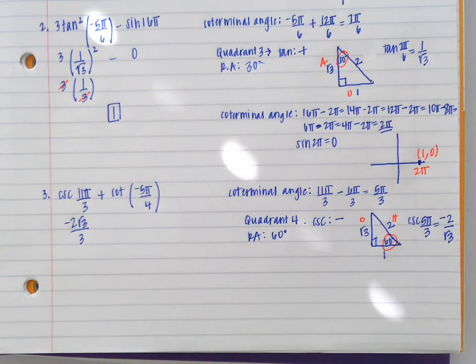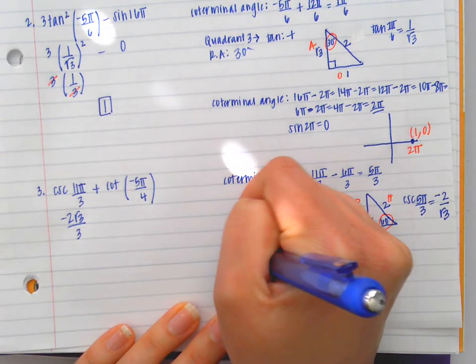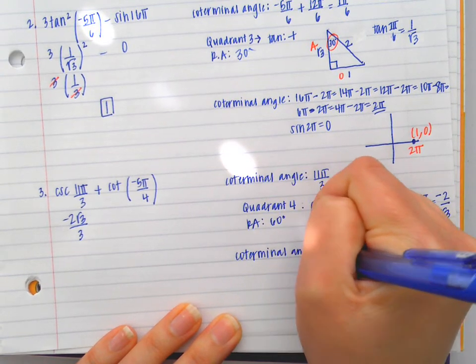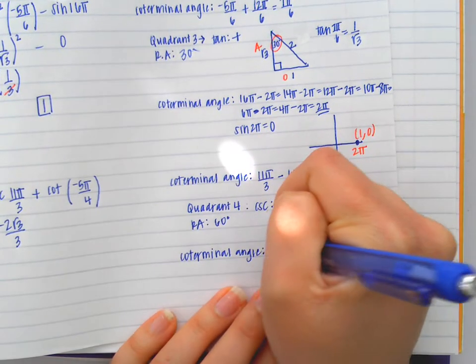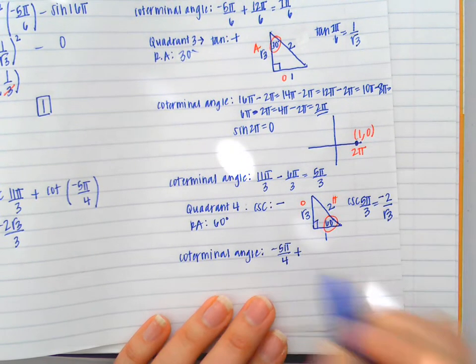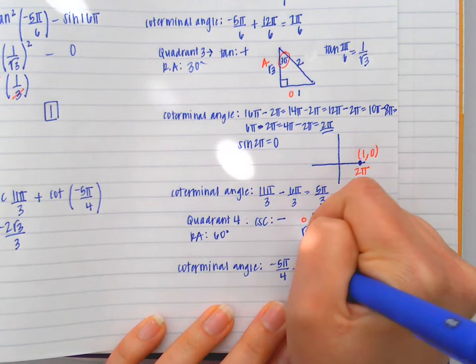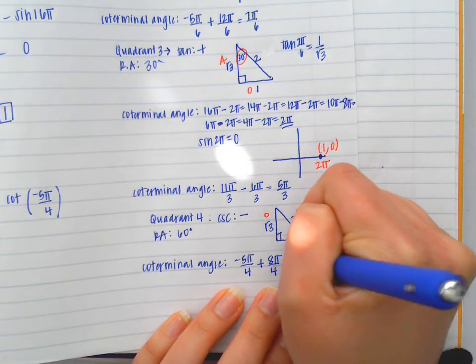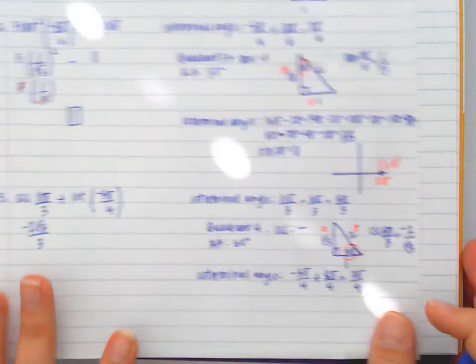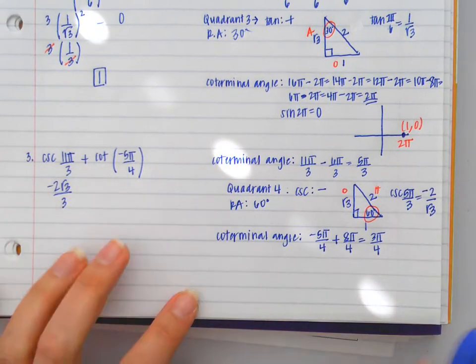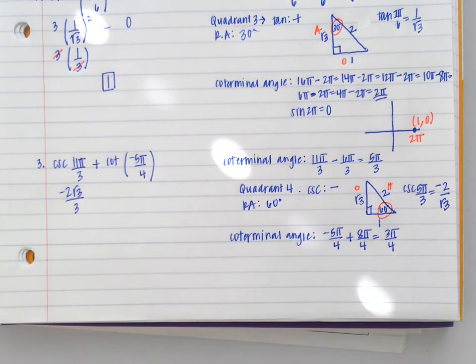Okay, so then cotangent of negative 5 pi over 4, we have to find the coterminal angle first. Feel like a broken record, but the more you guys see it, the more comfortable you are with it. So with this, it's negative, so I'm adding 2 pi, so that would be 8 pi over 4, and that gets me 3 pi over 4. So that just tells me that 3 pi over 4 and negative 5 pi over 4 are at the same point on the unit circle. And then I can go from there.